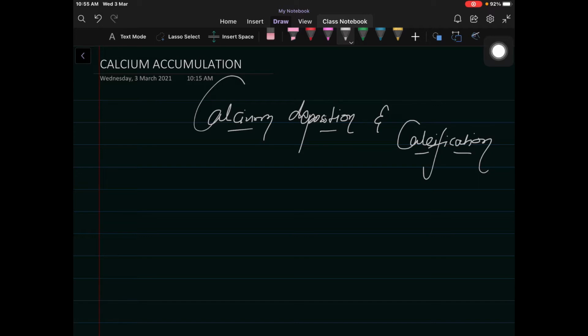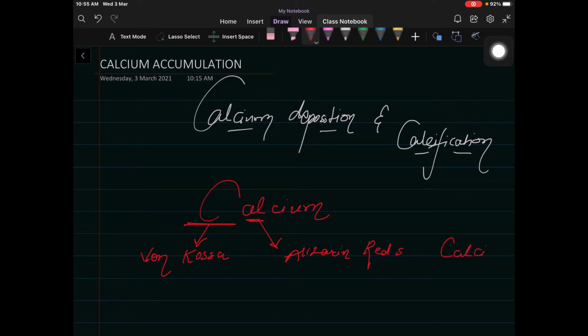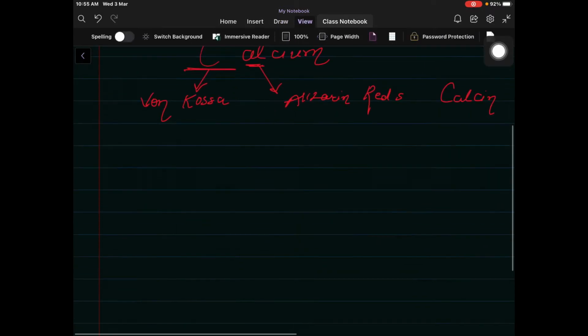Same as the pigments, glycogen, or lipid, calcium also has a special stain. So let's check out which special stain is used for staining calcium. The special stain is hidden under its own name, that is calcium. From C we can denote von Kossa. From Al, that is alizarin red S, and the third one is calcein.